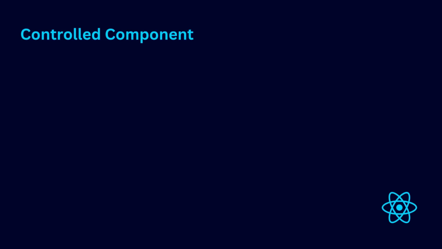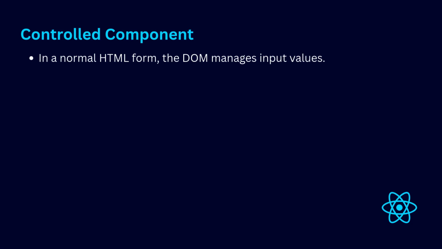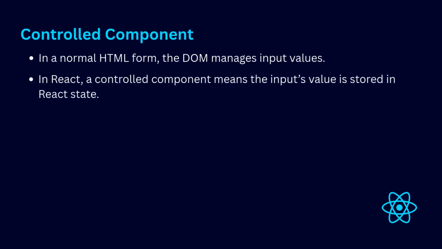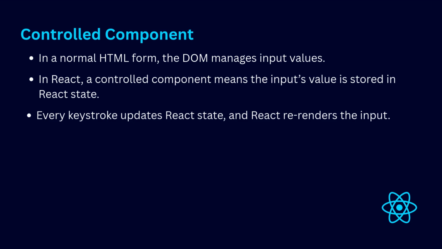Let's first understand what a controlled component is. In a normal HTML form, the DOM manages input values. In React, a controlled component means the input's value is stored in React state. Every keystroke updates React state and React re-renders the input. Single source of truth equals component state.